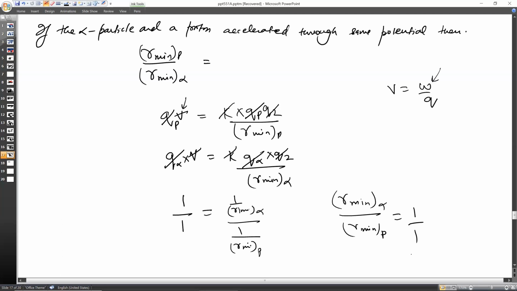Okay. So if they are moving with the same potential, the alpha particles and proton, then their ratio will be 1:1. But if proton and alpha particles are accelerated with the same speed, then we can say that the closest approach distance will be 2 times. The proton's closest approach will be 2 times the alpha particle's. Okay. So if you have understood this a little bit, it's okay.